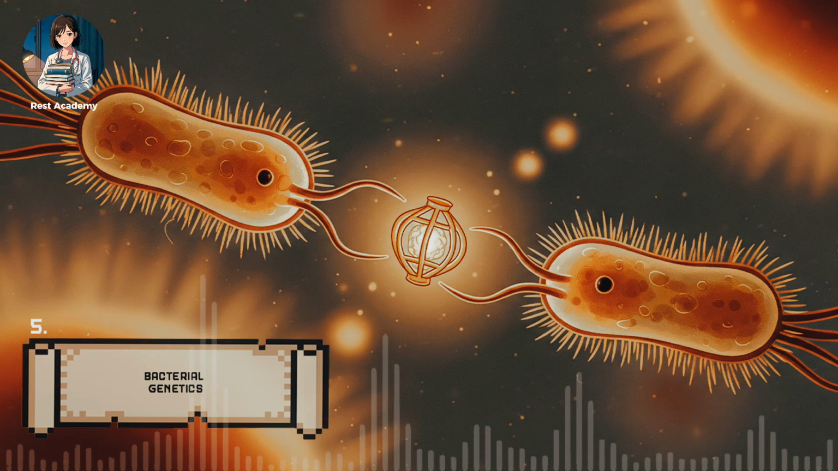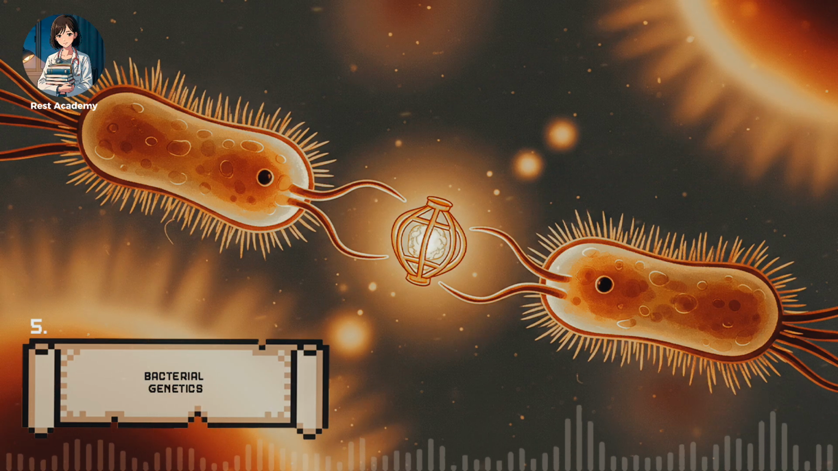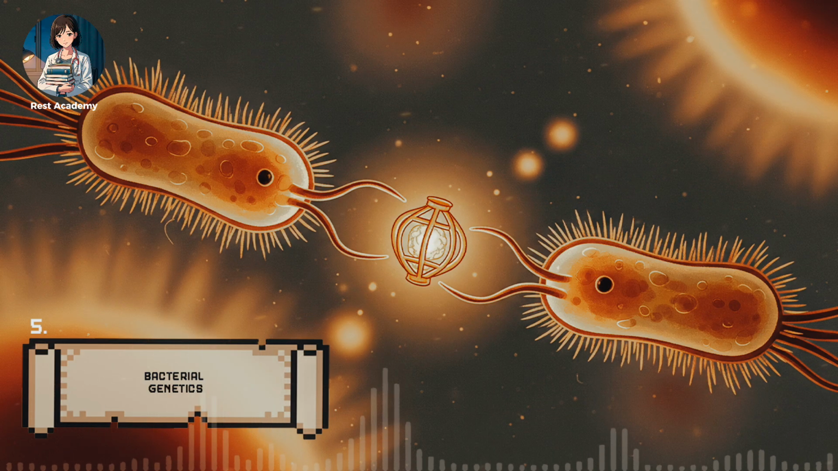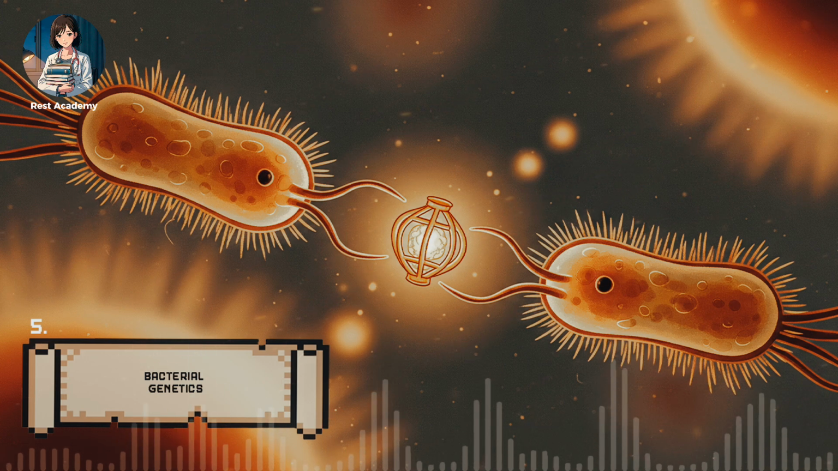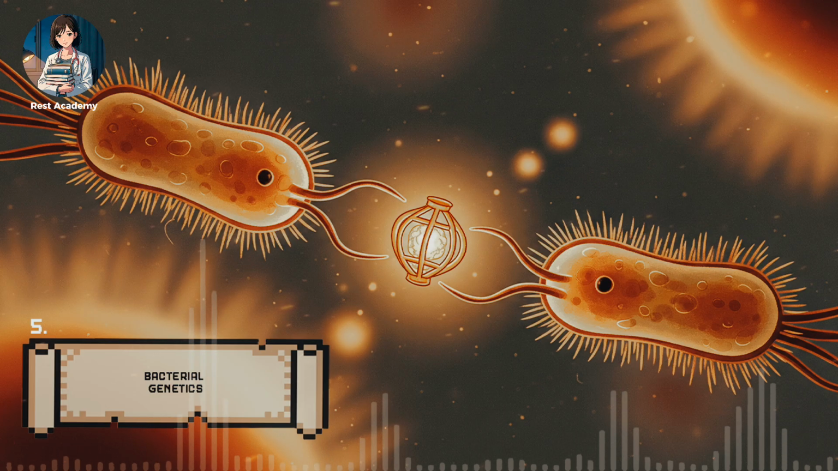Conjugation resembles a direct bridge between cells. A donor with a fertility plasmid, F plasmid, extends a sex pilus, attaches to a recipient, and transfers DNA through a type IV secretion system. Sometimes only the plasmid itself moves, sometimes a conjugative plasmid integrates into the chromosome and transfers adjacent chromosomal segments. This horizontal sharing can cross species boundaries, allowing resistance determinants to disseminate across genera.